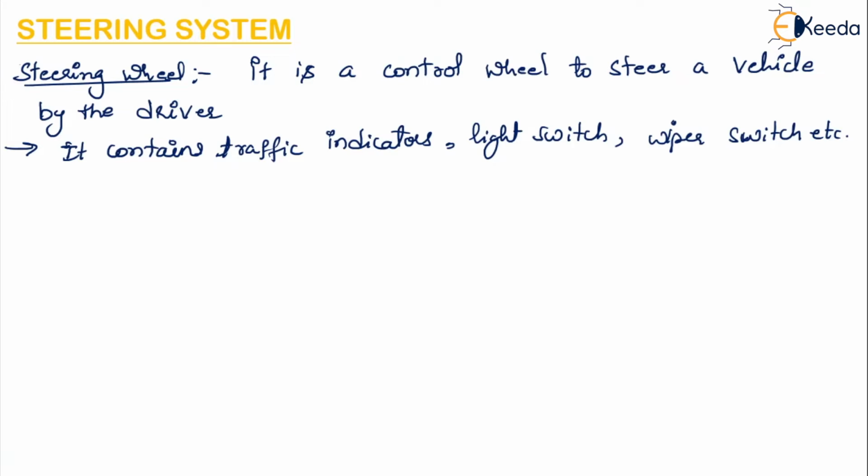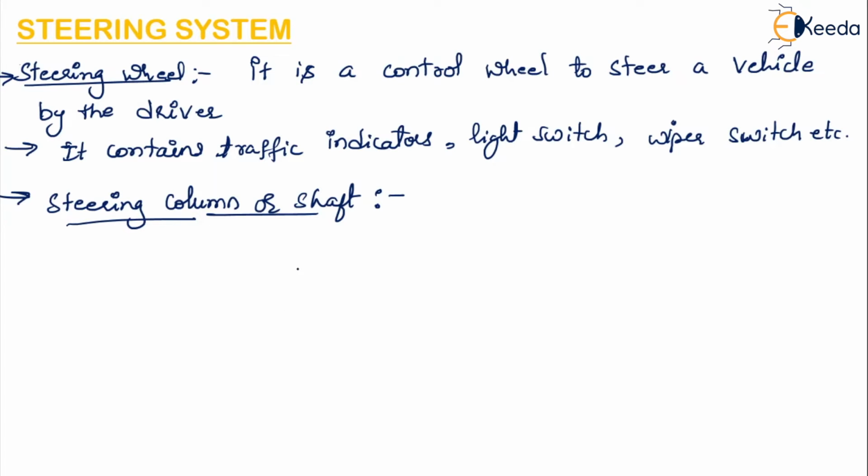Then the next component is the steering column. We are going to discuss the important parts of the steering system. This is called the steering column or steering shaft. This shaft is fitted inside the hollow steering column. When the steering wheel is turned, the steering shaft will also be rotated. Due to this, the motion is transmitted to the steering box.